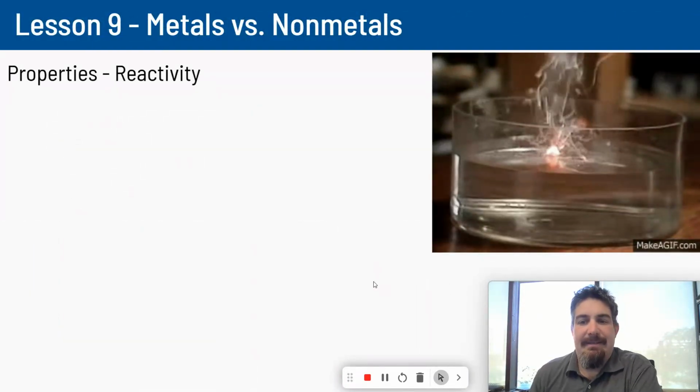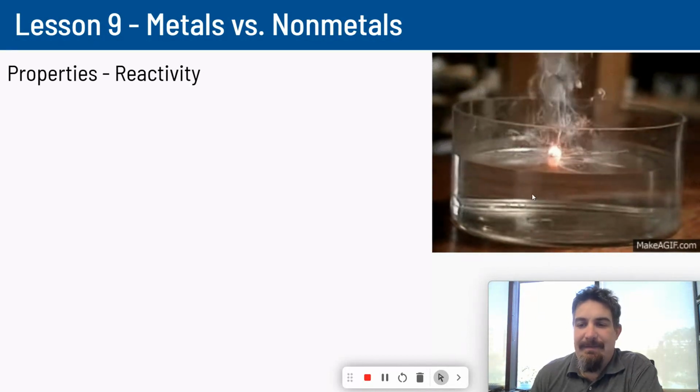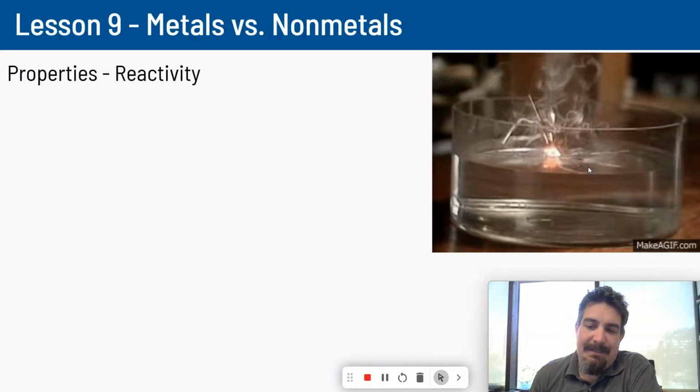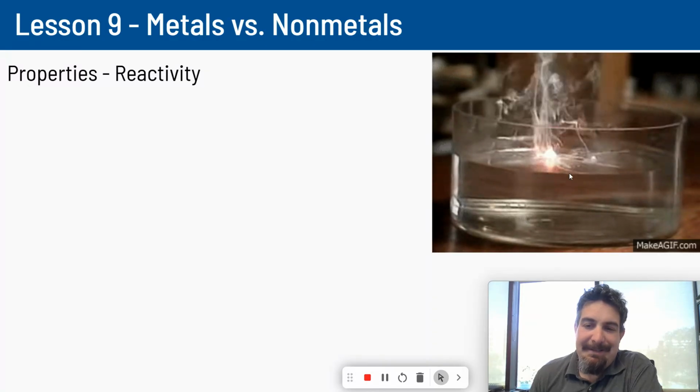All right, next one is reactivity. In this GIF, we see an acid solution that is having probably magnesium put into it. I might show you guys this in class in the future if we get some time before Christmas.